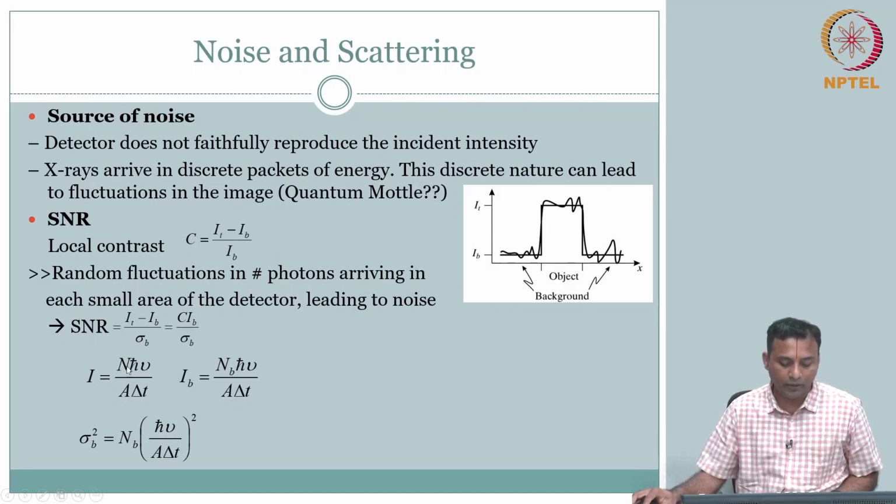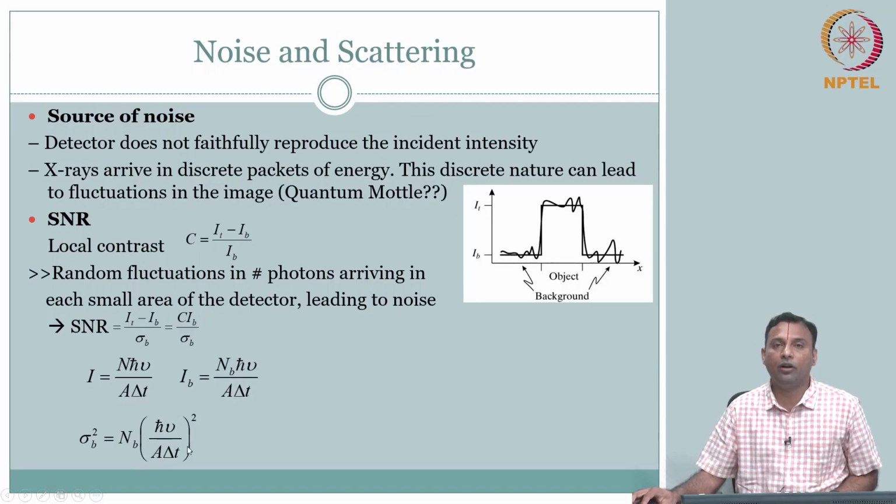So your I, so your n is, in the background you are going to have NB h mu by A delta t. Your sigma square is going to be NB, right? Your variance is the same. So if you recall your standard deviation, right? So now we can substitute this. We did a similar thing before, right? But that was just signal to noise ratio, mean to standard deviation.